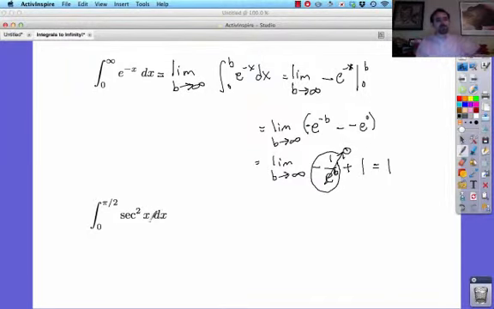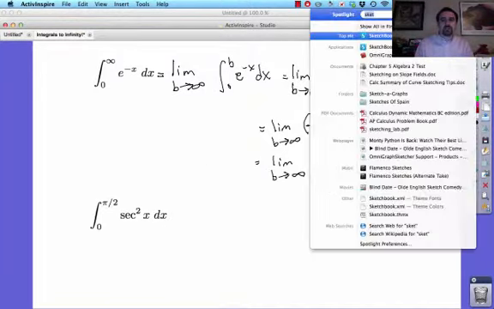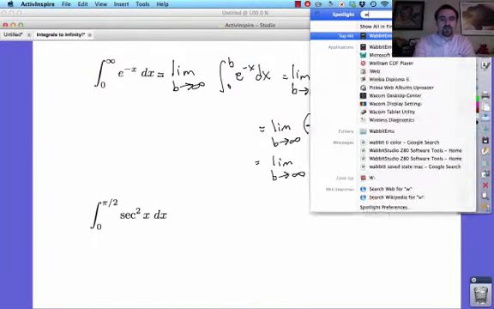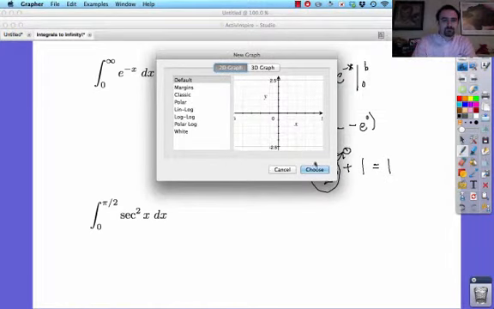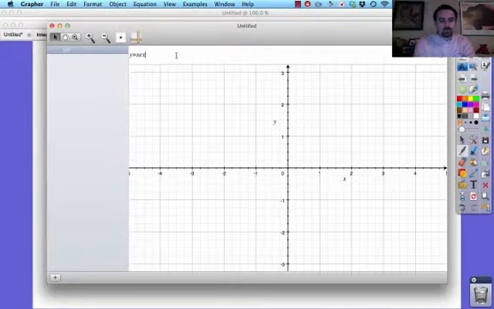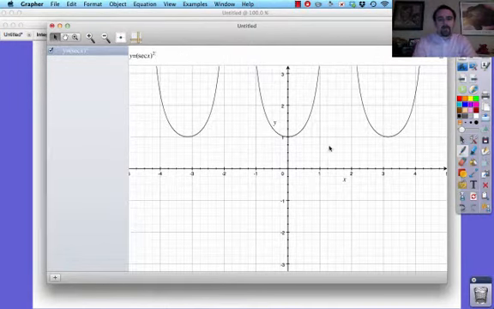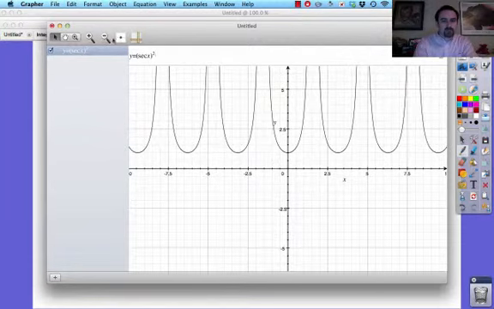Now this one on the surface doesn't really look like a problem. We have 0, we have pi over 2, but let's take a look at the graph. Actually use Grapher. Okay, pi over 2, let's zoom out a little bit. Okay, 0 to pi over 2. So pi over 2 is just a little over, so we're in this region here. Hang on a second, what's pi over 2?